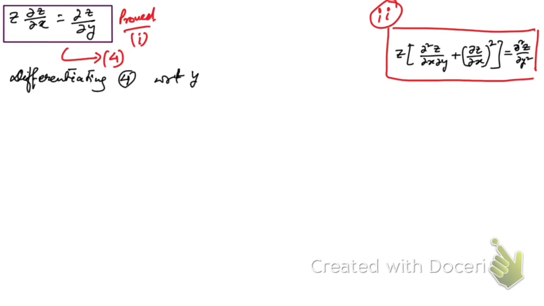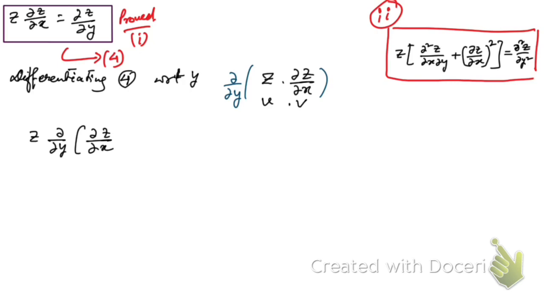If you differentiate equation number 4 with respect to y, you have to consider z into del z by del x as u into v. Then if you differentiate it with respect to y, you get the first function, that is z, times the derivative of the second function, del y of del z by del x, plus the second function, del z by del x, times the derivative of the first function, z with respect to y, del z by del y. That's what we're going to get on the left hand side.